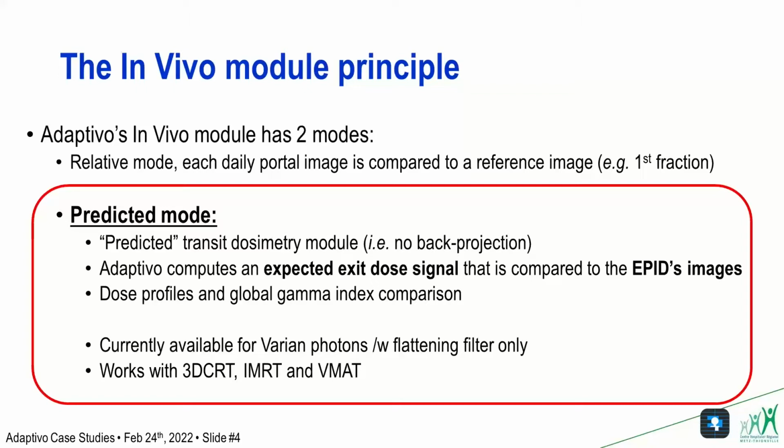In that module, Adaptivo computes the expected exit dose signal and compares it to the actual integrated daily EPID images. The comparison can be done by both dose profiles comparison or global gamma index comparison. Currently, it's available for Varian photons with flattening filter only, and it's available for 3D CRT, IMRT, and VMAT techniques.